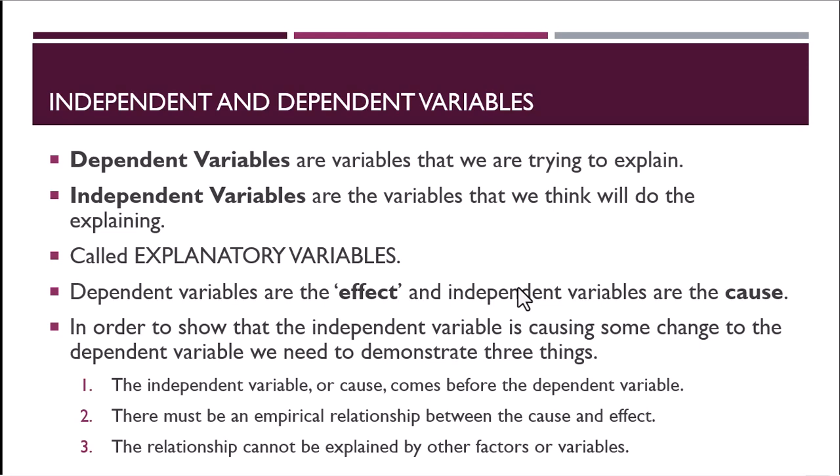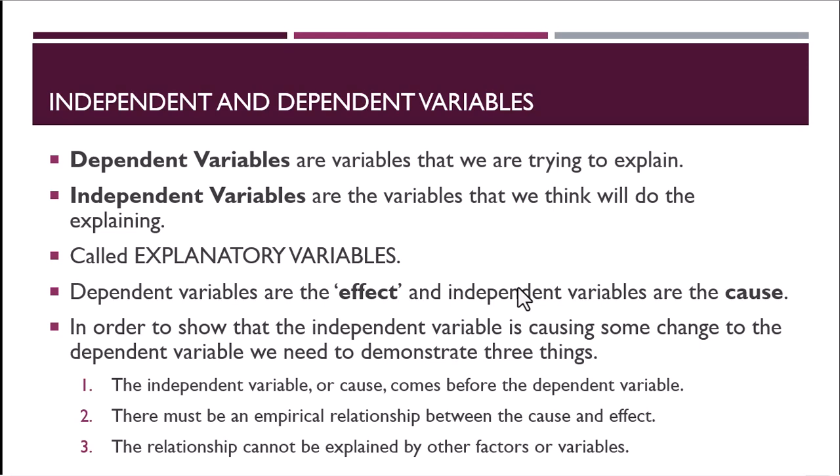And in general, part of this is we want to show causality. We want to show that the independent variable, again, is causing some sort of change to our dependent variable. In order to do that, we need to show that the independent variable comes first, then the dependent variable. It doesn't make sense to have an effect come before the cause, the same way it doesn't make sense to have the dependent variable come before the independent variable.